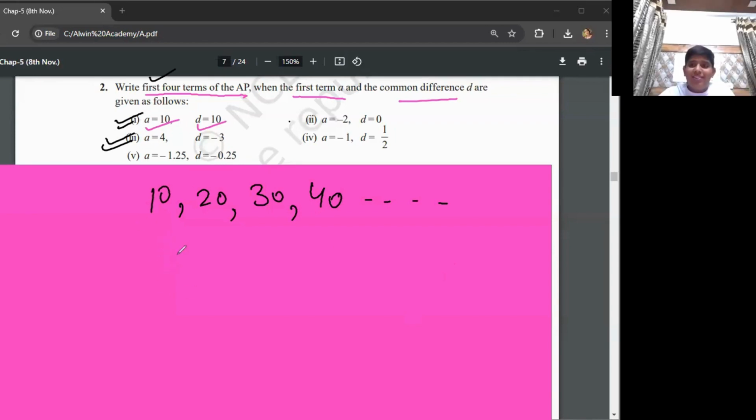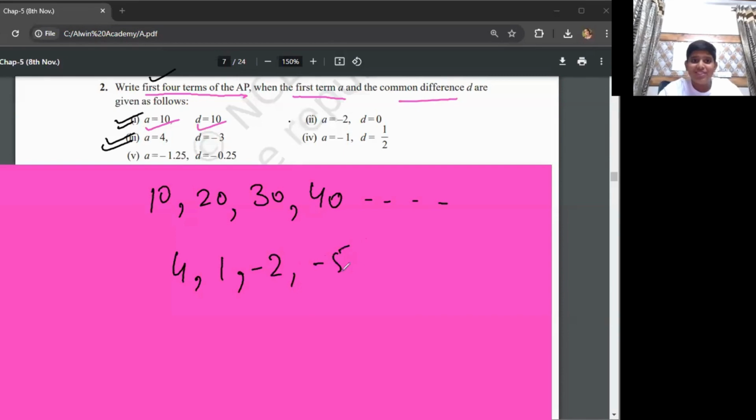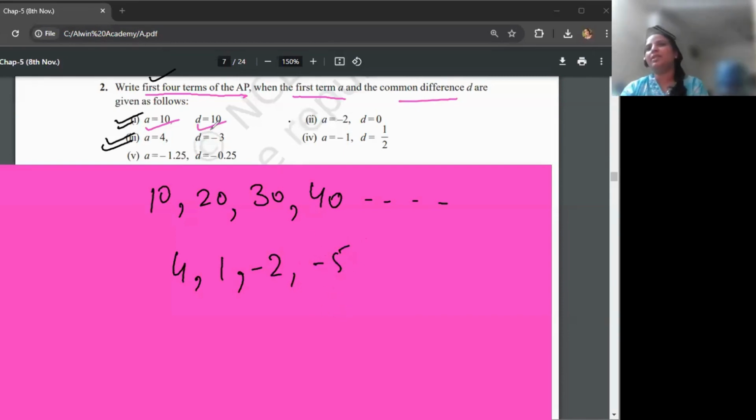Ma'am, 4, 1, -2 and -5. Is this correct everyone or not? Look, the difference is negative. Whenever you have a negative difference, the AP is in decreasing order. The AP is decreasing, right or not? The AP will always be decreasing when you have a negative common difference. Understood or not, bachche?